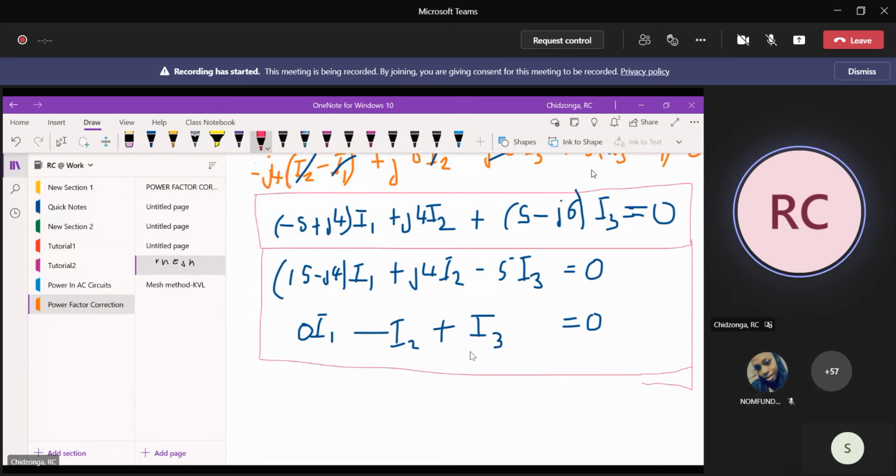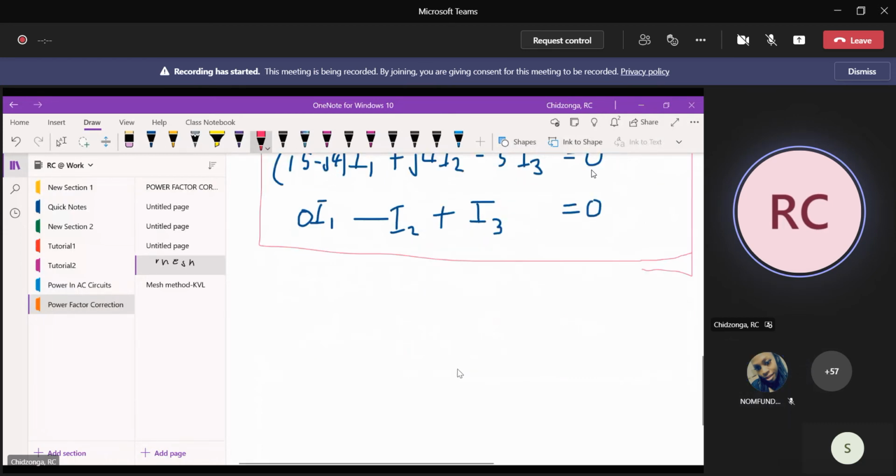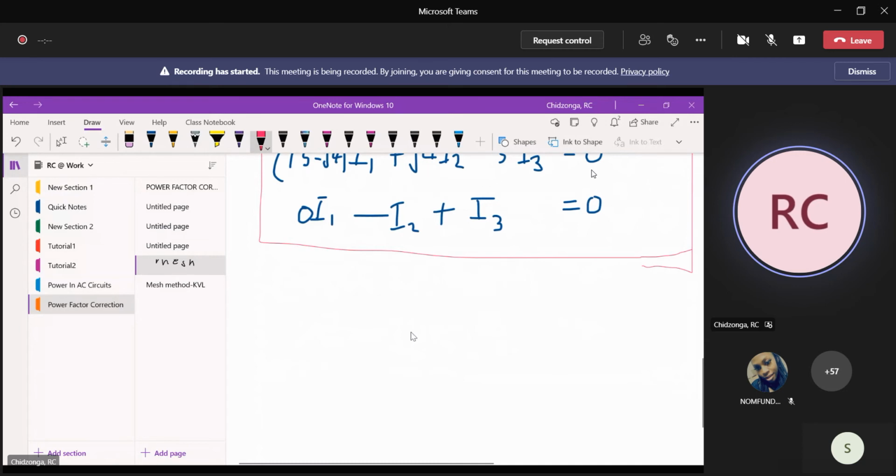What we can do now is solve this simultaneously. Hello? Okay, no one responding. So we can gather this and write for the inverse times B.